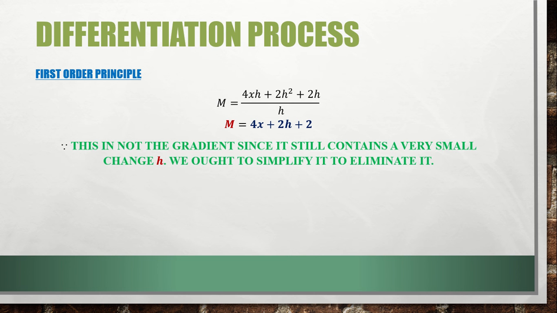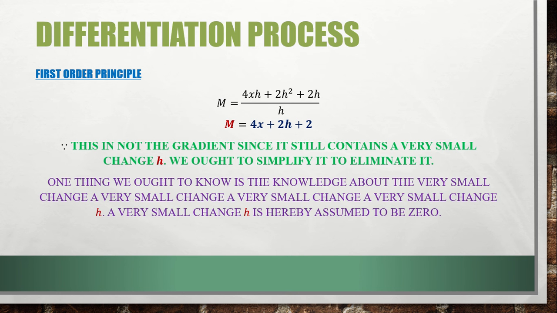Now, we don't just cancel it out and say this will be our equation. No, there's a step. One thing we ought to know is the knowledge about the very small change, h. A very small change, h, is hereby assumed to be 0. Why? Let mathematics explain itself. Let's prove our assumption.